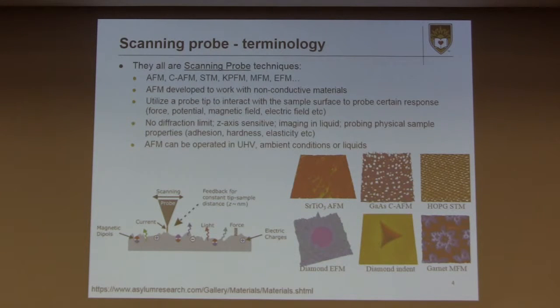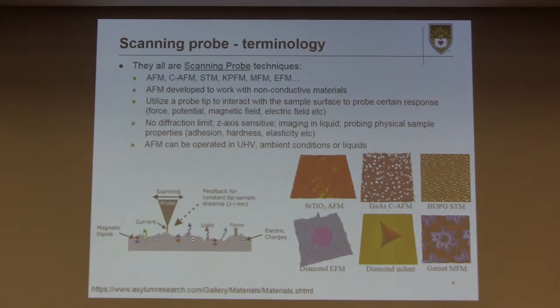The terminology here is that they are all scanning probe techniques. Atomic force microscopy, conductive atomic force microscopy, scanning tunneling, Kelvin probe, magnetic force, electrostatic force, all of them are scanning probe microscopies. The trick here is that AFM is a very rugged, simple technique, good for non-conductive materials. People started doing STM, scanning tunneling, but then you have to have a conductive material. So AFM was developed for non-conductive material.